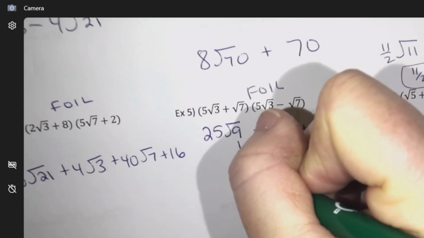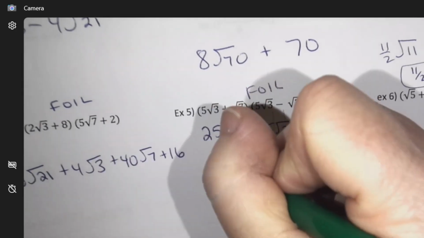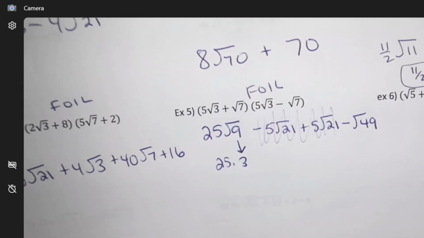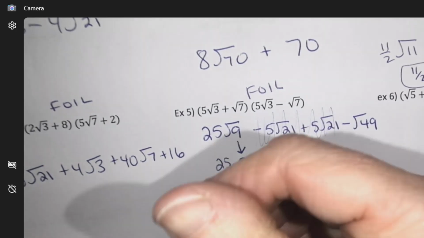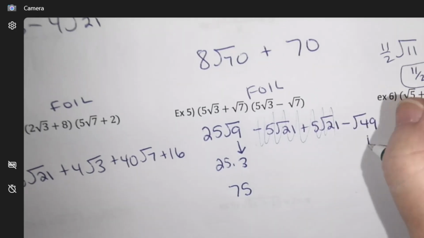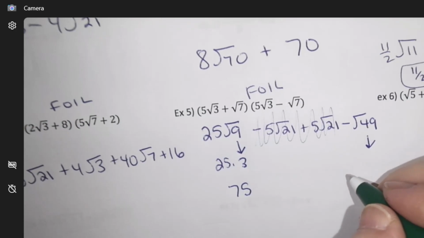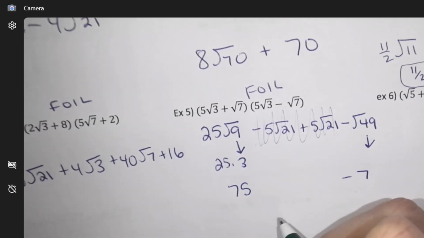Here it looks like I can change a root 9 to a whole number 3, which means I can connect it to the whole number in the front. So 75. And then at the end here, the root 49 can change to that.